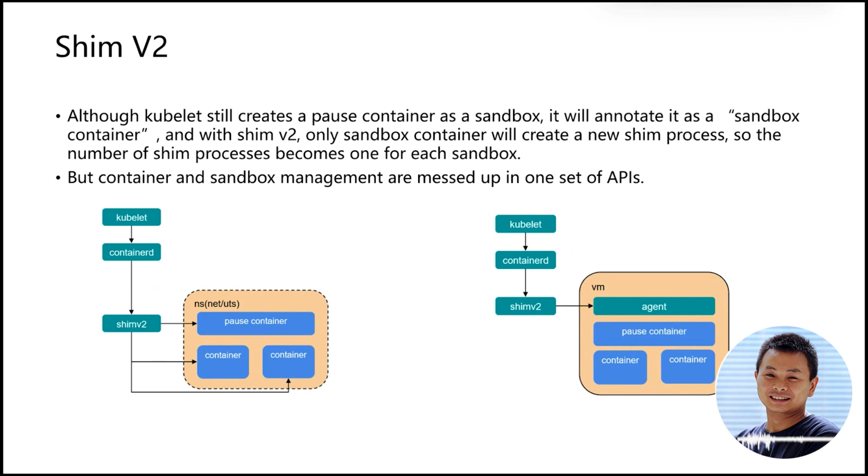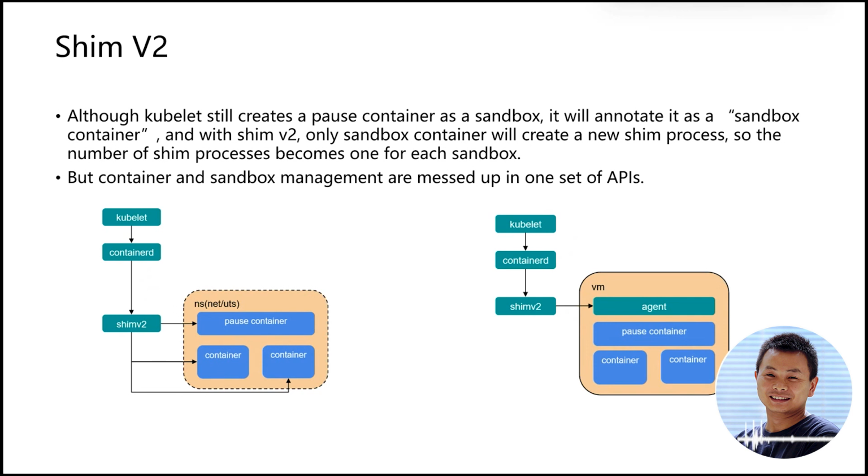For shim v2, although Kubernetes still creates a pause container as a sandbox, it will annotate it as a sandbox container. In the shim process, it will determine if the created container is a sandbox container, and if it is, it will create a shim process. So it only creates one shim process for one sandbox. That reduces many processes. For Kata, you need only one shim process for each pod, and it does all the things the Kata proxy and Kata shim did before. This also brings the benefit for runc containers too. They also just need to start one shimv2 process to run a Kubernetes pod.